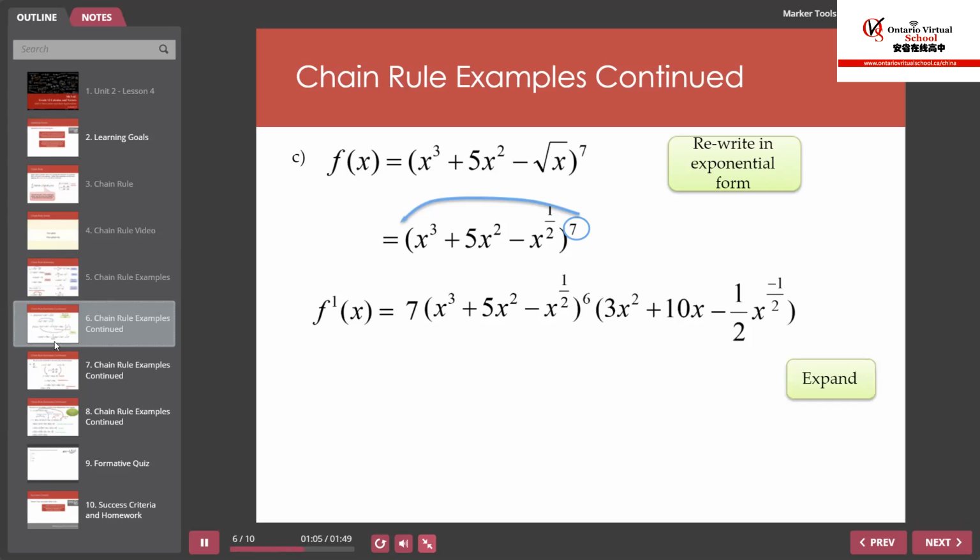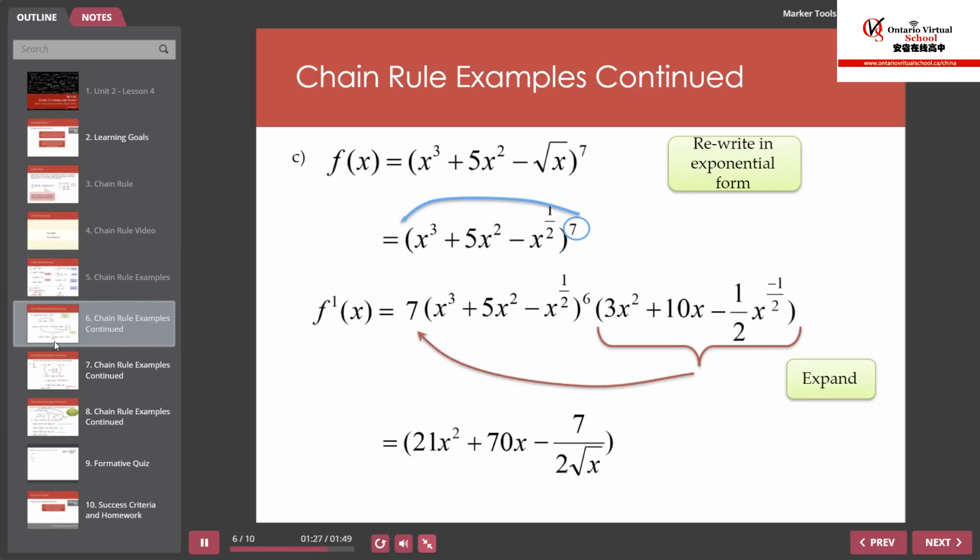So what do we do now? Well, again, the calculus part is done. We've taken its derivative officially. We're just looking now to simplify this answer a little bit. So we can expand. This part can all, of course, be multiplied by the 7, giving us 3 times 7 gives us the 21. 10 times 7 gives us the 70. And negative 1/2 times 7 gives us, of course, 7/2.